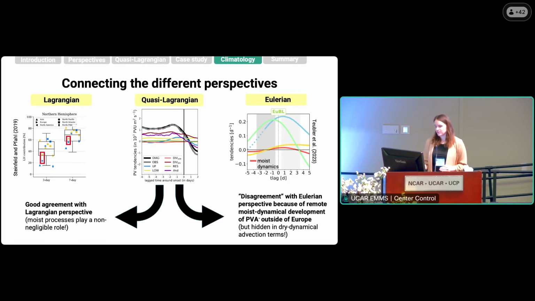And if we think about, and you can now focus on the light green and the light blue lines, these are the dry dynamics. And we have our moist dynamics hidden in these dry dynamical advection terms because we have an advection of the PV anomaly into our blocking region.